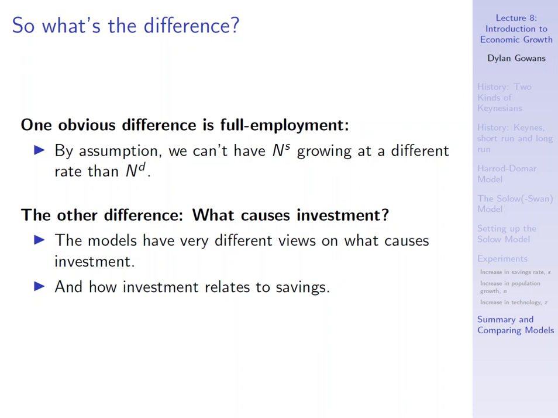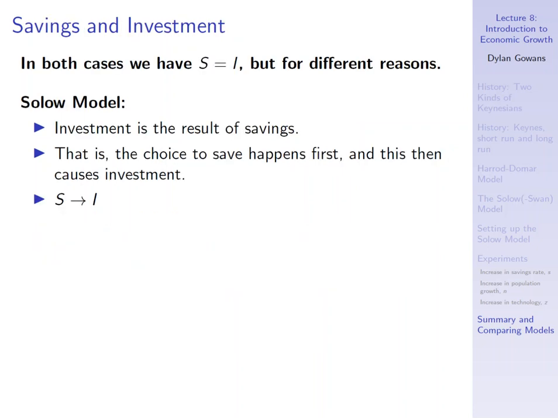Okay? So the two models have very different views about what causes investment and what the relationship between savings and investment is. Okay? Let me be clear. In both cases, we have that savings is equal to investment. Okay? In the Solow model, remember, we have that investment is just equal to little s times y. And in the Keynesian model, remember, I showed you investment is just equal to total savings. Okay, so it seems similar, but in fact, the two are very different, and here's why.